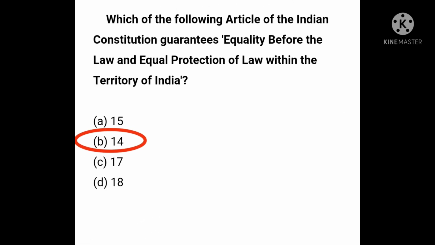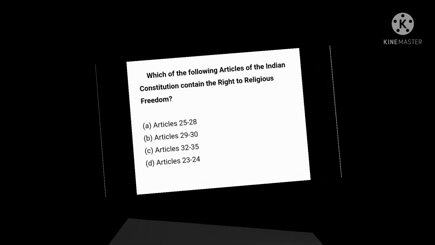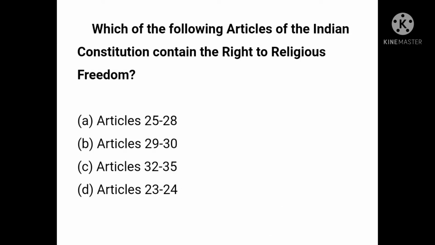Then the next question. Which of the following articles of the Indian Constitution contains the right to religious freedom? Option A, Articles 25 to 28. Option B, Articles 29 to 30. Option C, Articles 32 to 35. And option D, Articles 23 and 24. The right answer is option A, Articles 25 to 28.